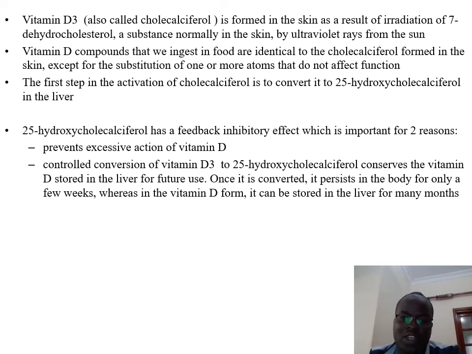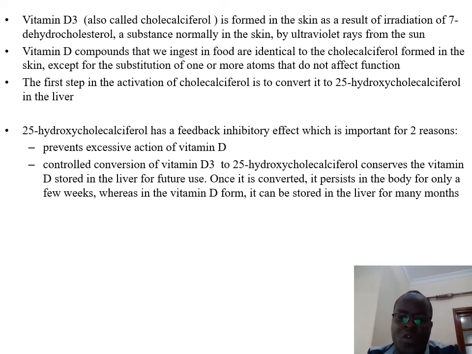So the same 25-hydroxycholecalciferol has the feedback inhibitory effect, which is important for two reasons. The first one, to prevent excessive action of vitamin D, because you don't want to activate much of this vitamin D, so it's regulated by negative feedback mechanism. Then it's also important to control the conversion of vitamin D3 to 25-hydroxycholecalciferol. That will conserve the vitamin D stored in the liver for future use. So you don't want to use all the vitamin D, much of it will be stored within the liver for future use.